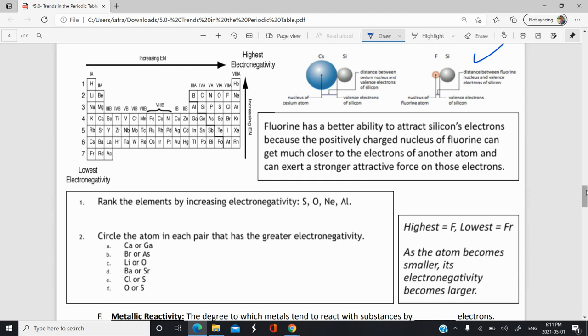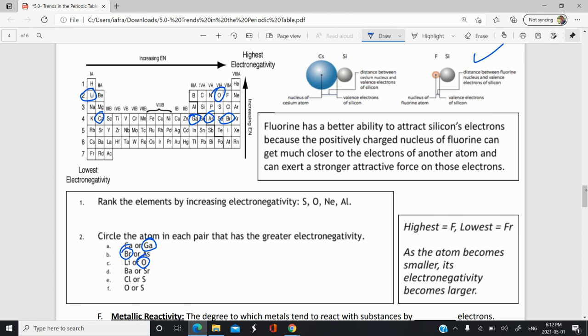If we take a look over here, we have: rank the elements by increasing electronegativity. Actually, we'll do the pairs first. Pairs are easier, then we'll go back to number 1. Between calcium and gallium, here is calcium, here is gallium. Electronegativity increases towards the right, so gallium has a higher electronegativity value. Br and As, towards the right, so Br wins this one. Li and O over here. It looks like more towards the right is going to win again, so oxygen.